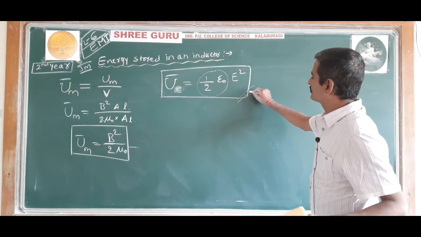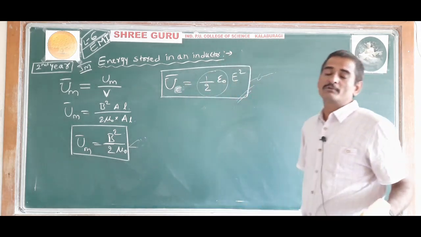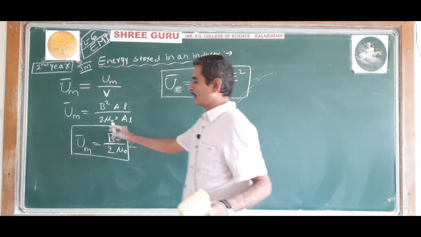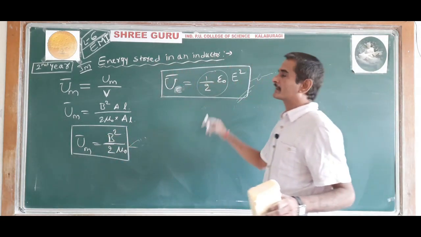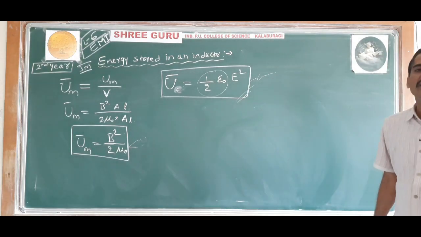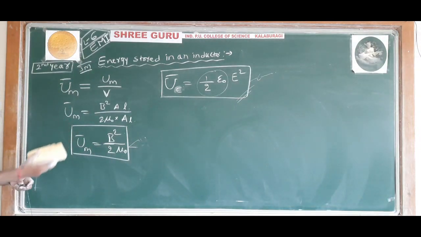This is electrical energy density stored in a capacitor, and this is for an inductor. A solenoid will store the magnetic energy, whereas a capacitor will store the electrical energy. Understood? Hope you understood these concepts.